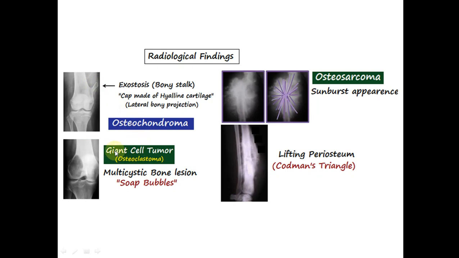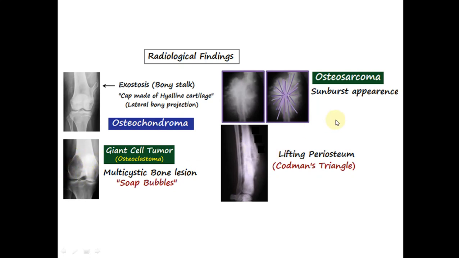Similarly, in another benign tumor like the giant cell tumor, which arises from the osteoclasts, which are the source cells that are involved in breaking down bone, they may present with multicystic bone lesions. They appear like soap bubbles.